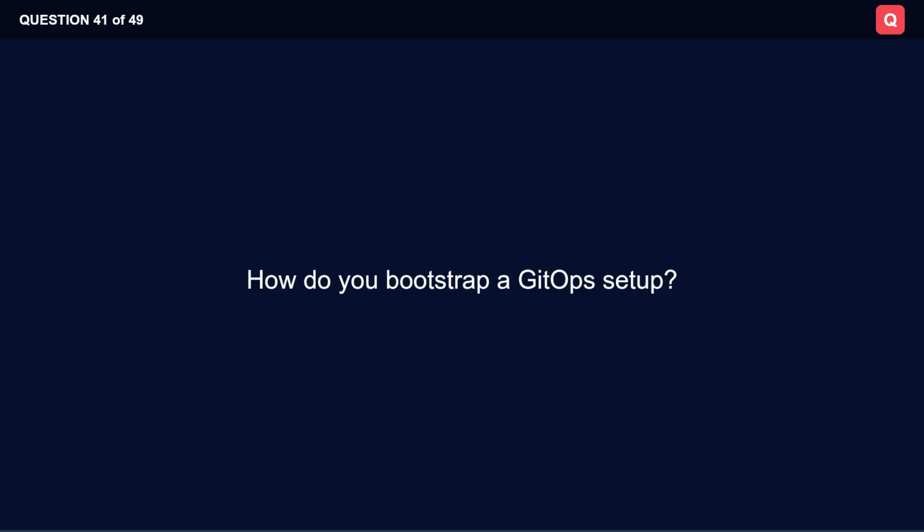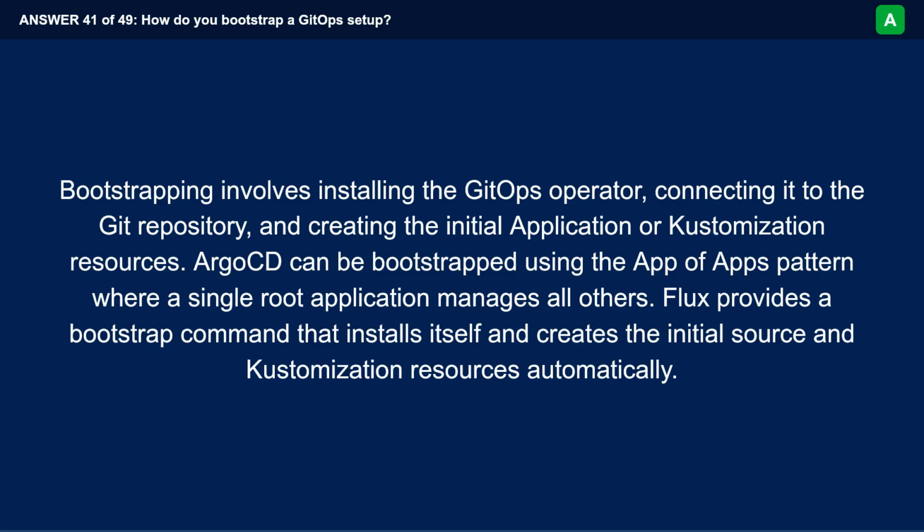How do you bootstrap a GitOps setup? Bootstrapping involves installing the GitOps operator, connecting it to the Git repository, and creating the initial application or kustomization resources. ArgoCD can be bootstrapped using the app of apps pattern, where a single root application manages all others. Flux provides a bootstrap command that installs itself and creates the initial source and kustomization resources automatically.